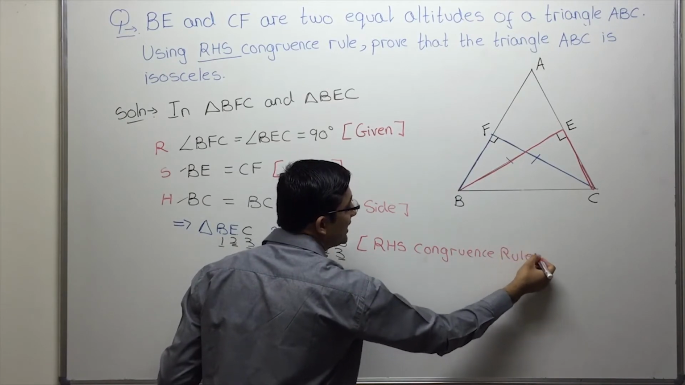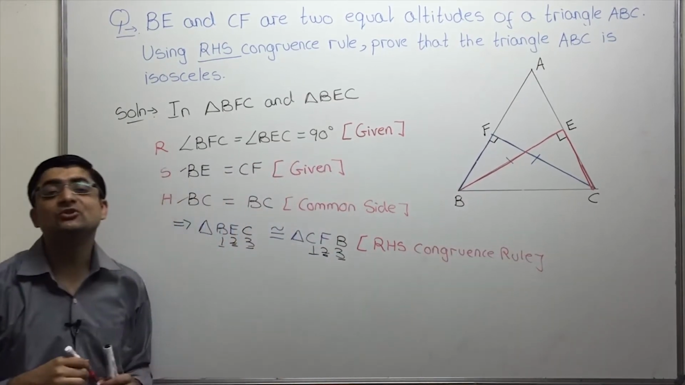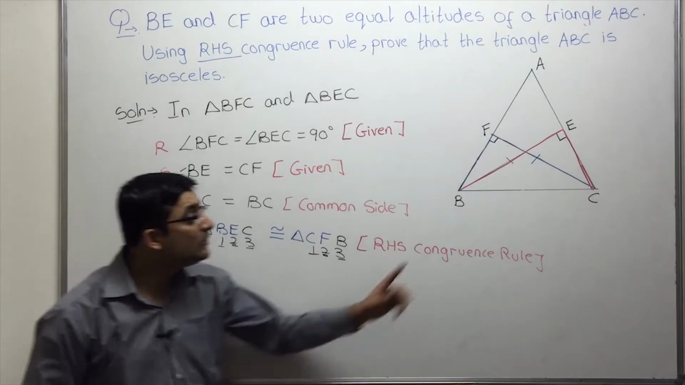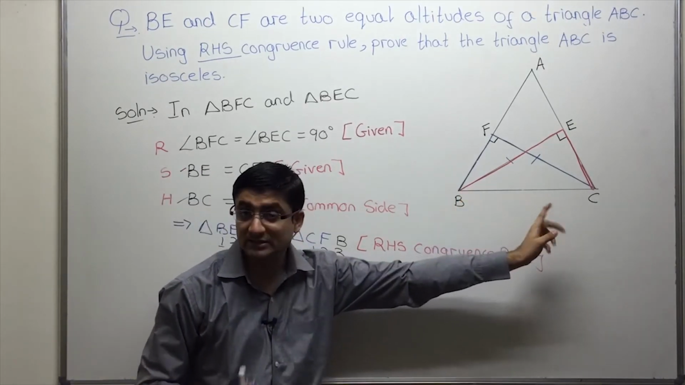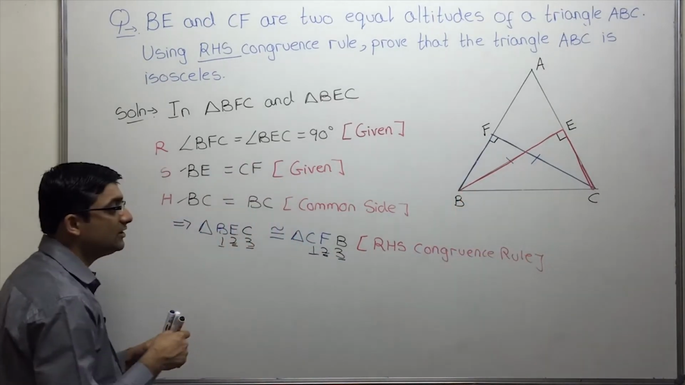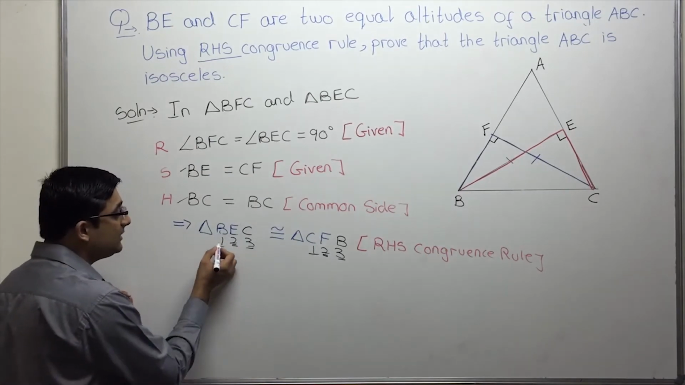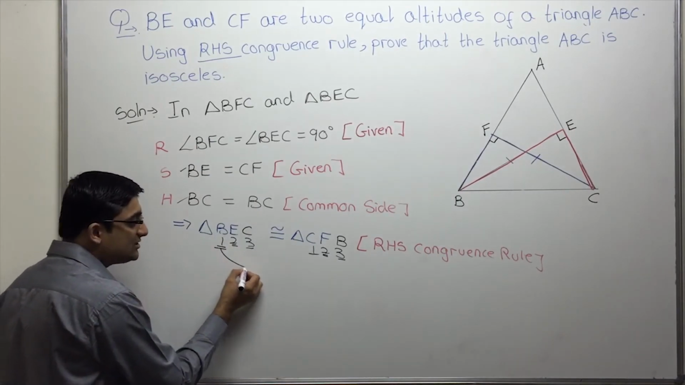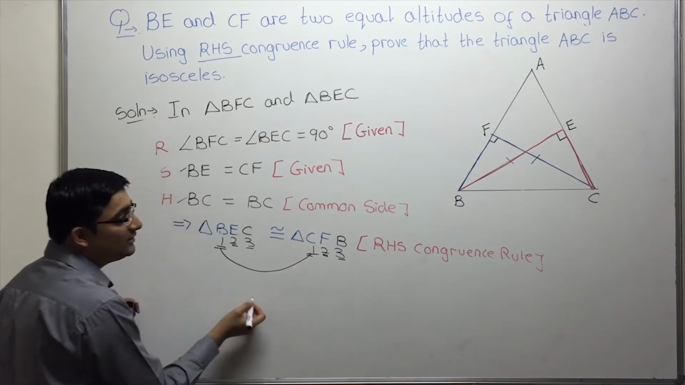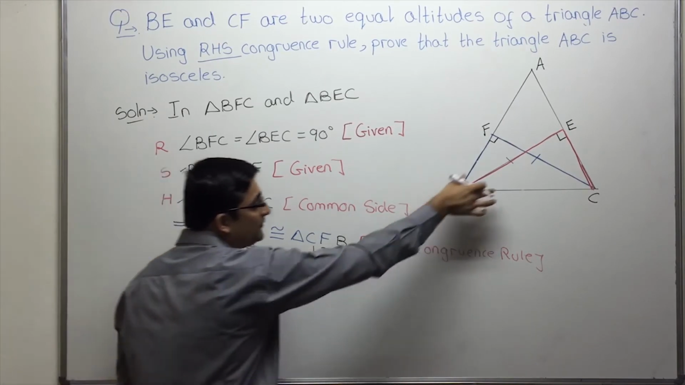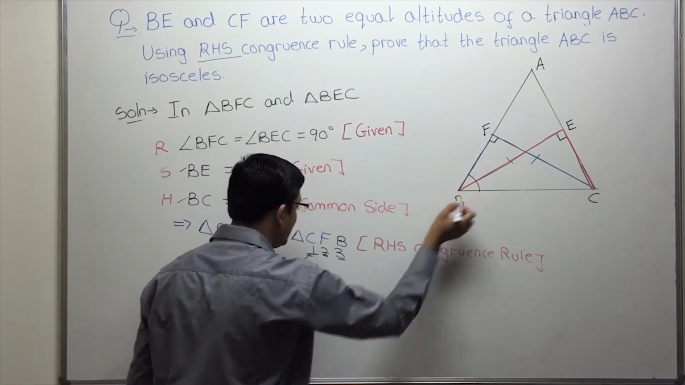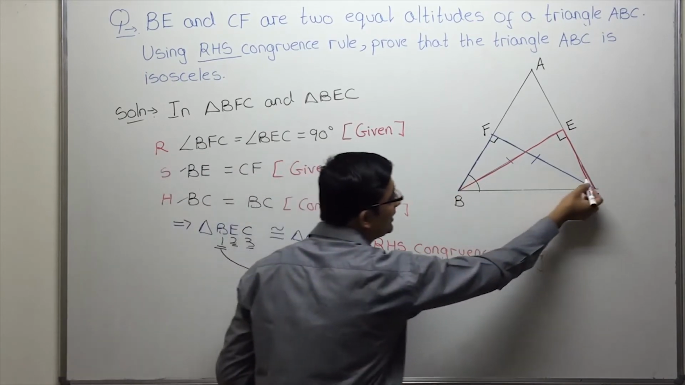So basically using the RHS criteria, we have shown these two triangles to be congruent. Now what do we want? We basically want to get angle B is equal to angle C. So let's get this from the congruence statement. Search for B in the congruence statement. It is the first letter. So first letter will correspond to first letter over here. That means angle B of this triangle, that means this entire angle, is equal to angle C of this triangle.